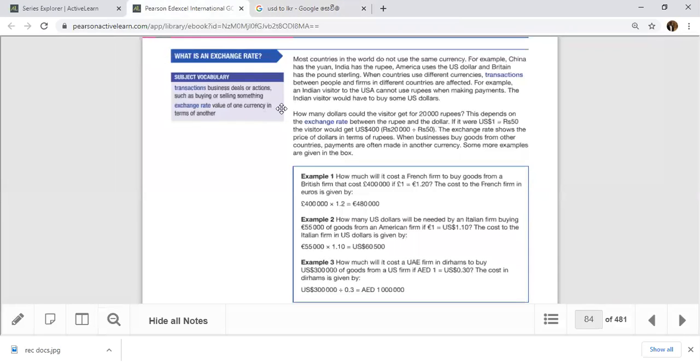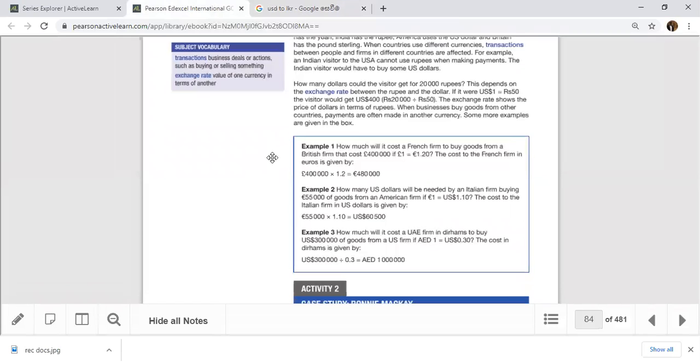Most of the countries in the world do not use the same currency. China uses the yuan, India uses Indian rupees, America uses US dollars, Canada uses Canadian dollars, the British use sterling pounds. There are different currencies being used in different countries.